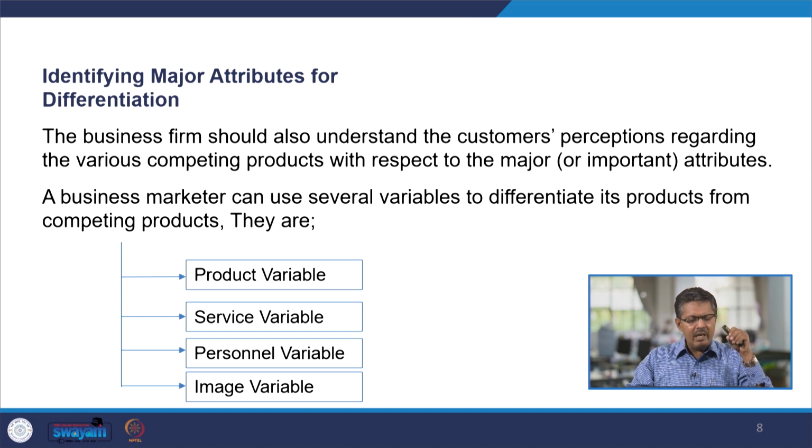When you are talking about identifying major attributes for differentiation, the business firm should understand the customers' perceptions regarding the various competing products with respect to the major attributes. For example, when you are positioning your product, what attributes does your company hold, what are the major attributes? The attributes can be in terms of your product, your service, your human resource, your personnel, or the image that you are holding. Let us go one by one. Take product as a variable.